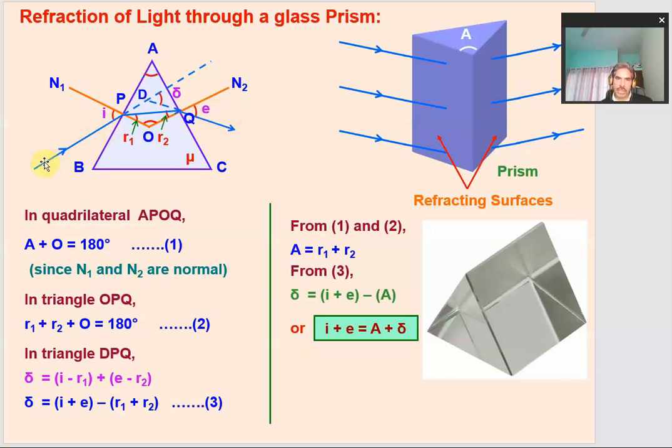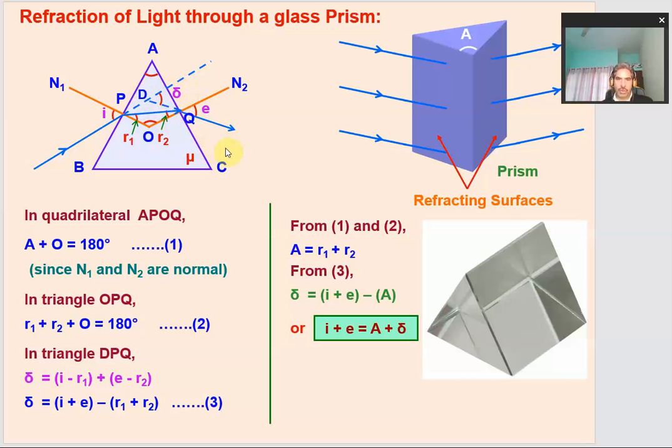Initially the light ray was traveling along this direction, and finally the prism has made the path of the light travel along this direction. So there is an angle, represented by delta, between the original path of the light ray and the final path of the light ray. This angle delta is called the angle of deviation. So the prism has deviated the path of the light ray by an angle delta. All notations are self-explanatory. Let us proceed to the derivation of the formula.